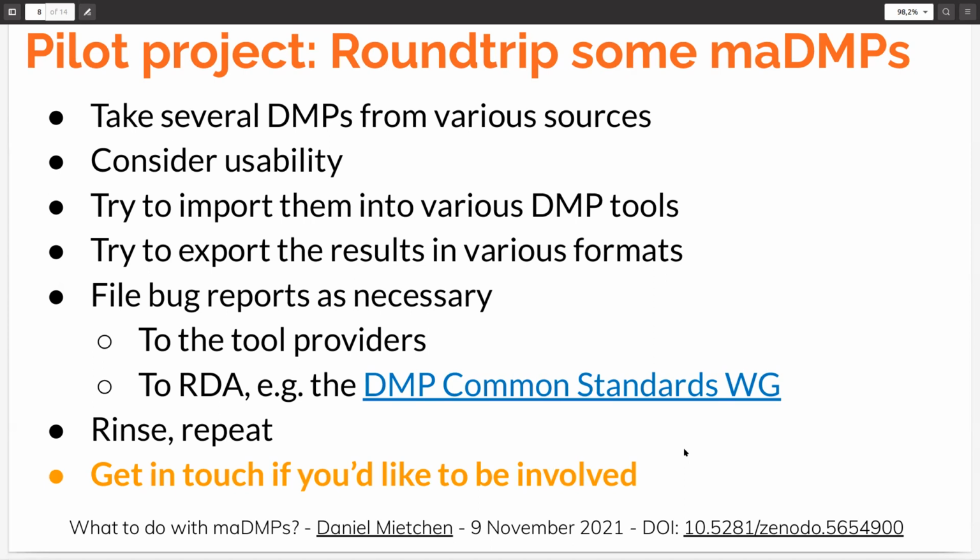We try to import them into various DMP tools. We try to improve them using those tools to the extent that they permit it. We then try to export them in various formats. And on the way, we will notice certain problems with the tools, problems with the standard, problems with some other aspects, and so we should take note of them. We should file bugs as necessary, and then we should repeat this a number of times. My hypothesis would be that we learn some things in the process, which could be helpful in terms of increasing the interoperability of DMP tools that actually adopt this standard.